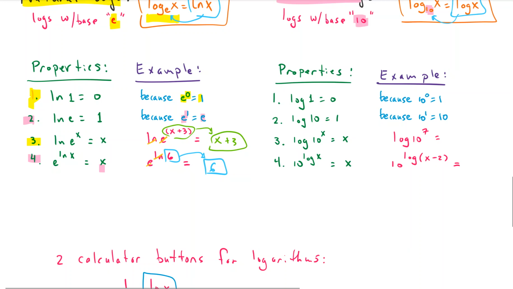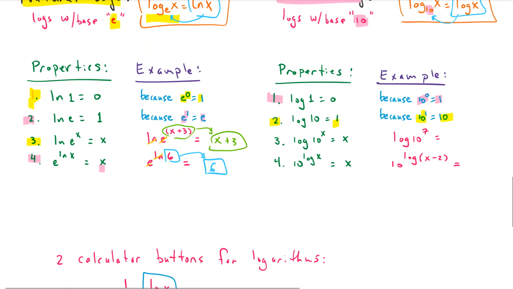So over to the right, we can go over the first property for the common log. Log base 10 of 1 is just 0. That is because 10 to the 0 power gives you 1. Second one, log base 10 of 10 is just 1. That's because 10 to the 1 equals 10.